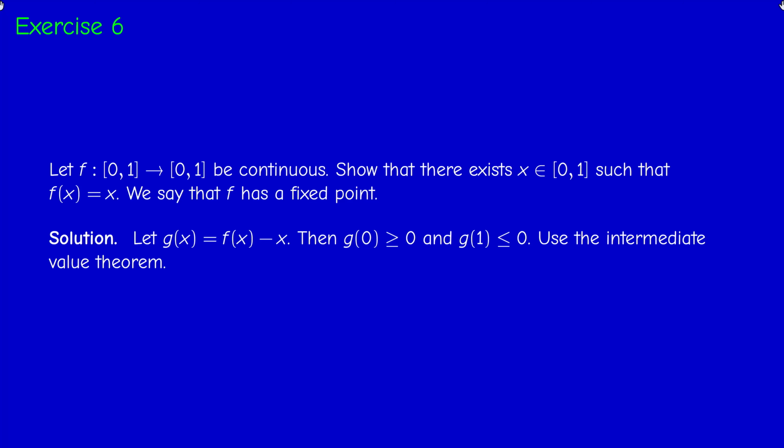Okay, so therefore 0 is between g of 0 and g of 1. So by the intermediate value theorem, g vanishes at some point, and the point where g vanishes is a fixed point of f. Okay. So this concludes exercise 6.